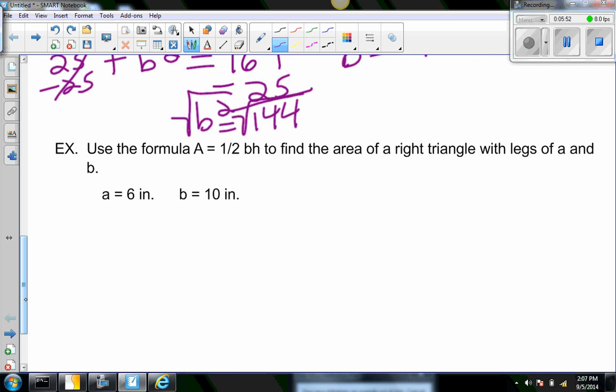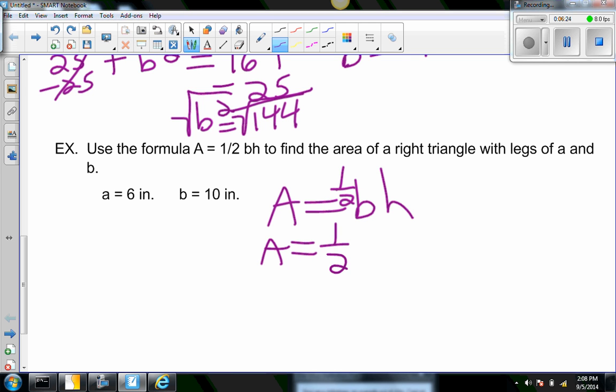And then here's one more, just kind of an extension of the same type of thing. So it says use the formula A equals 1/2 bh, 1/2 base times height. Okay, that is how you find the area of a right triangle with legs of a and b. And so if I tell you that the legs are 6 inches and 10 inches, you just go ahead and plug it in. Again, start by using the formula. And I better have the half in there, or it's not going to work. So A equals 1/2 is part of the formula.